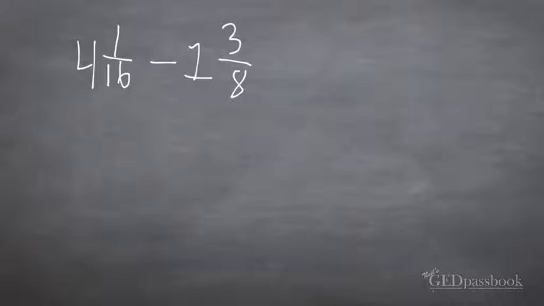So, why am I going over this one? Okay, let's go over it. 4 and 1/16 minus 1 3/8. So this is obviously subtracting mixed fractions.